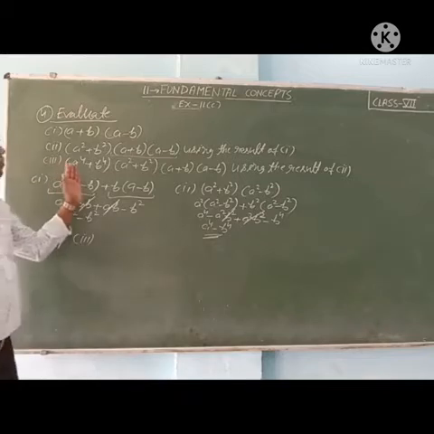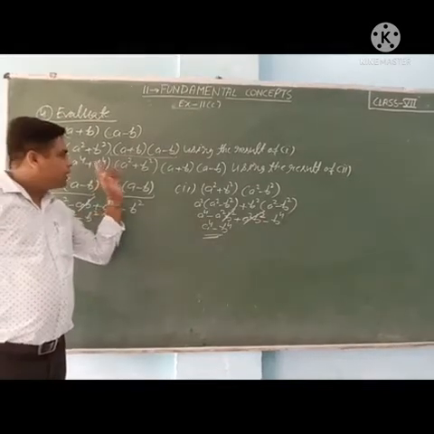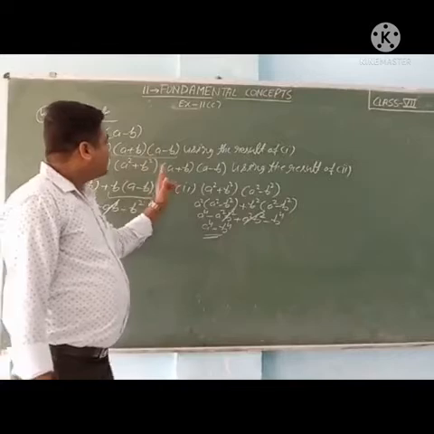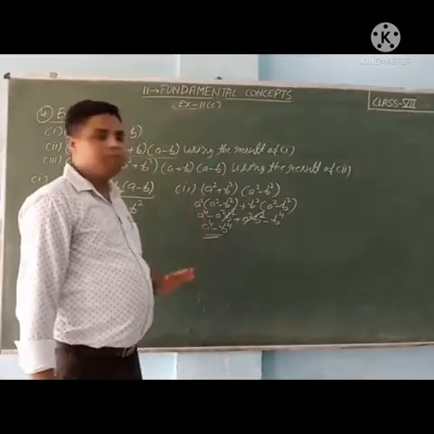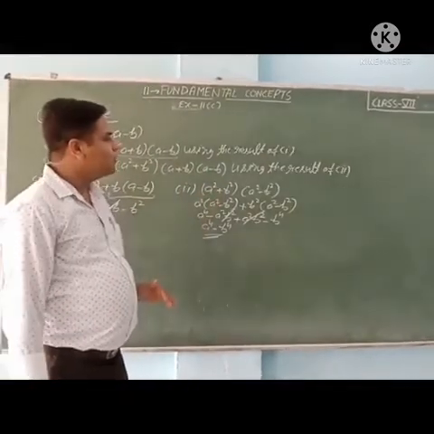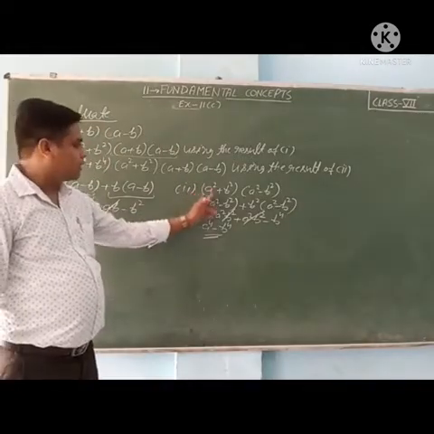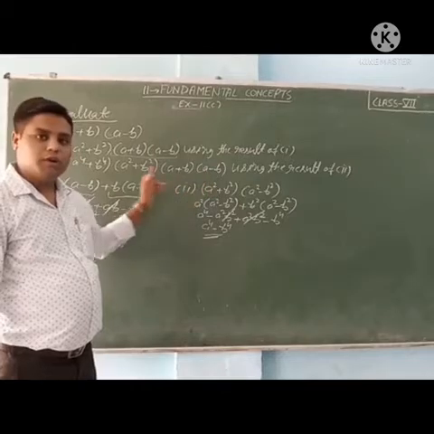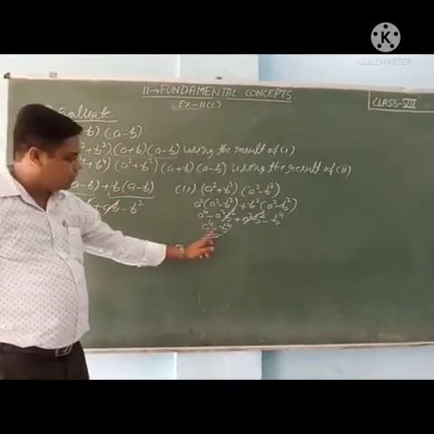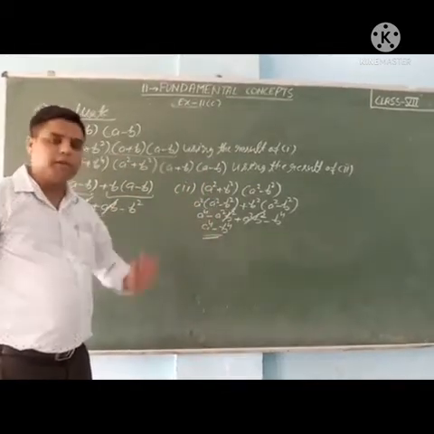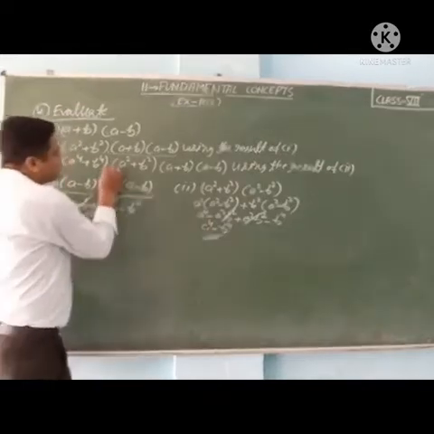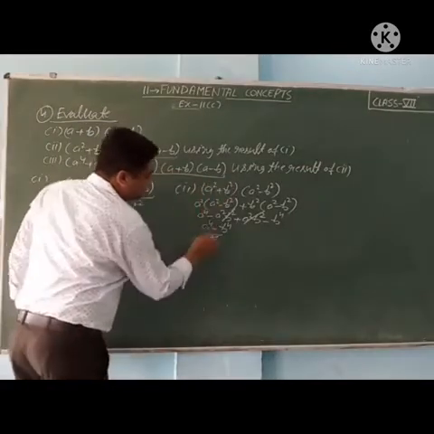a raised to the power 4 plus b raised to the power 4, a square plus b square, then a plus b, a minus b, using the result of the second. So this we have already solved, this much portion. The second part was this, and we had solved here a raised to the power 4 minus b raised to the power 4. So for this much portion we can write this.